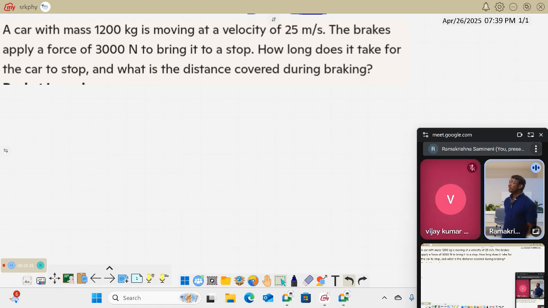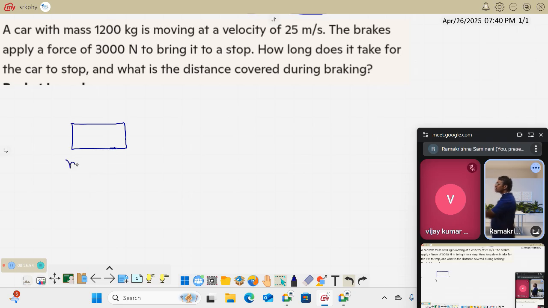A car with mass 1200 kg is moving at a velocity of 25 meters per second. The brakes are applied, with a force of 3000 newtons, to bring it to a stop. How long does it take for the car to stop, and what is the distance covered during the braking? So, this is the car.